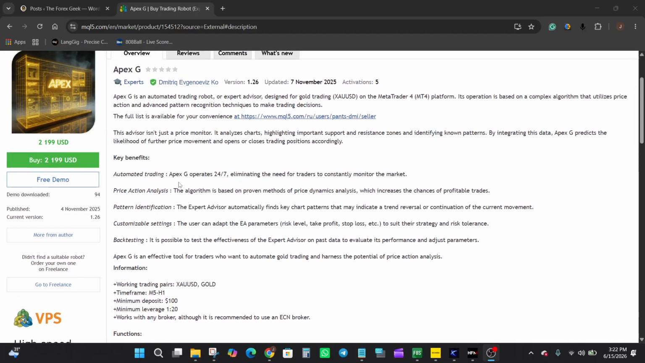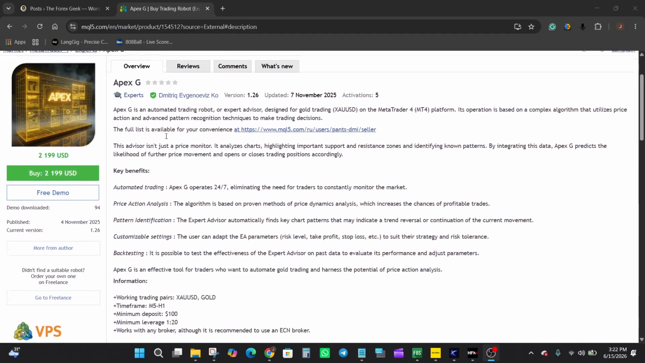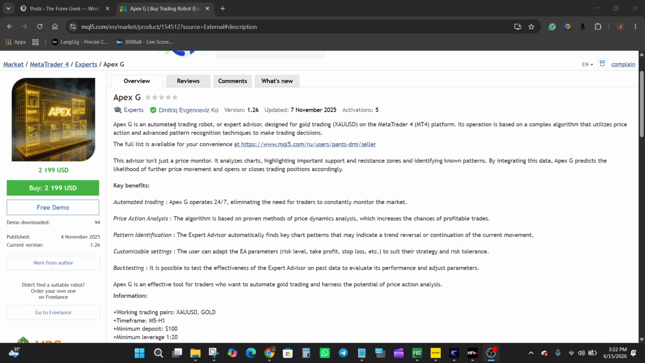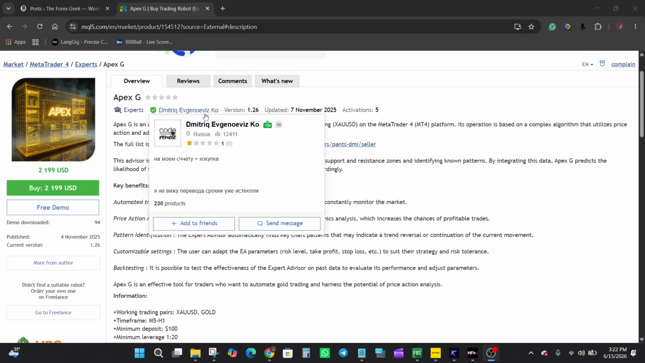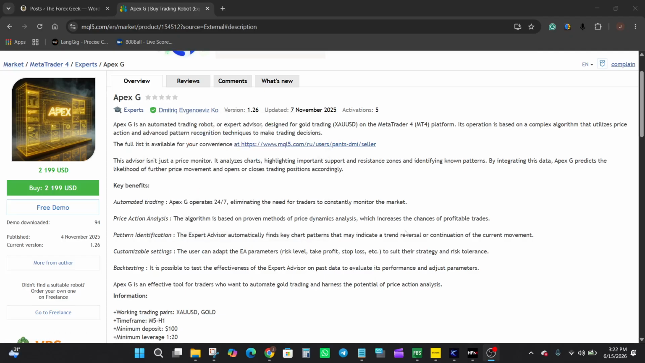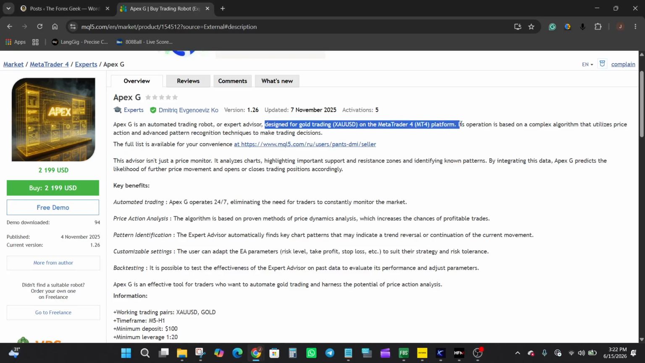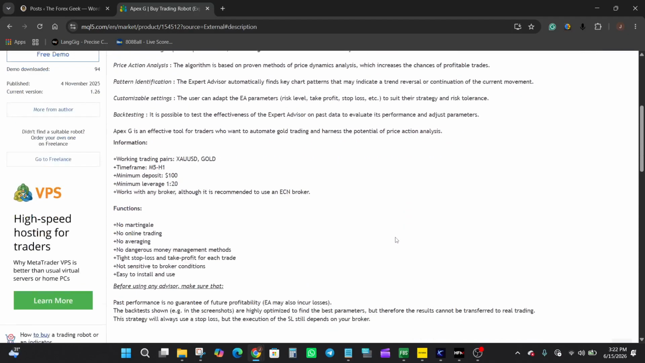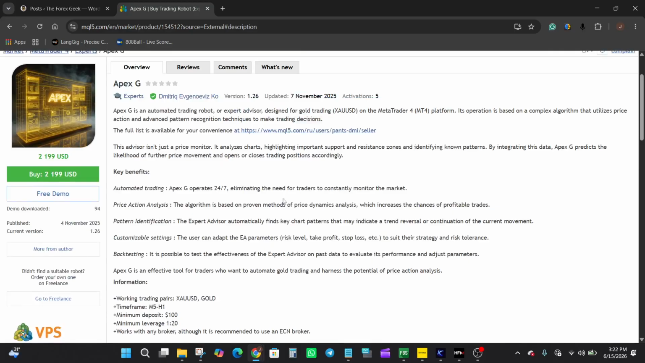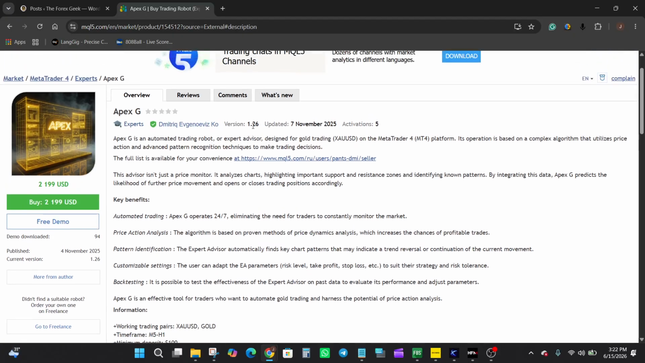Starting with the marketplace listing, we can see that Apex G is an expert advisor developed by Dmitry Evgenovic Co. and designed specifically for the MetaTrader 4 platform, although if there happens to be an MT5 version, it's not exactly listed here. Now, at the time of this review, the EA is listed at a purchase price of $2,199 with version 1.26 shown as the current release.